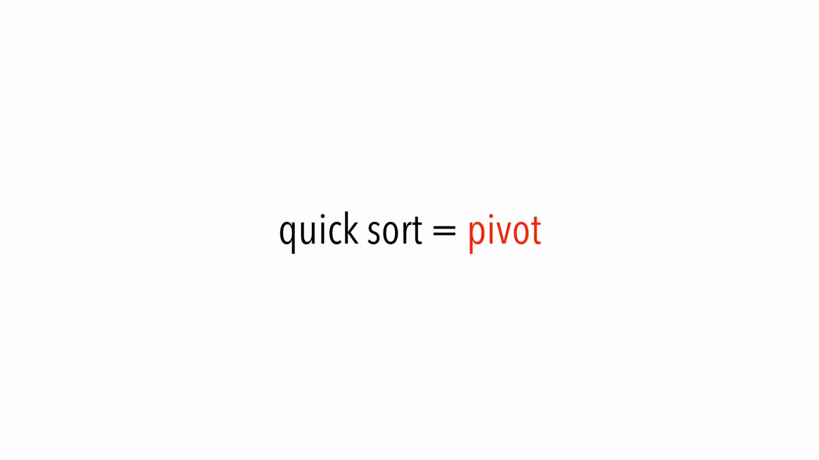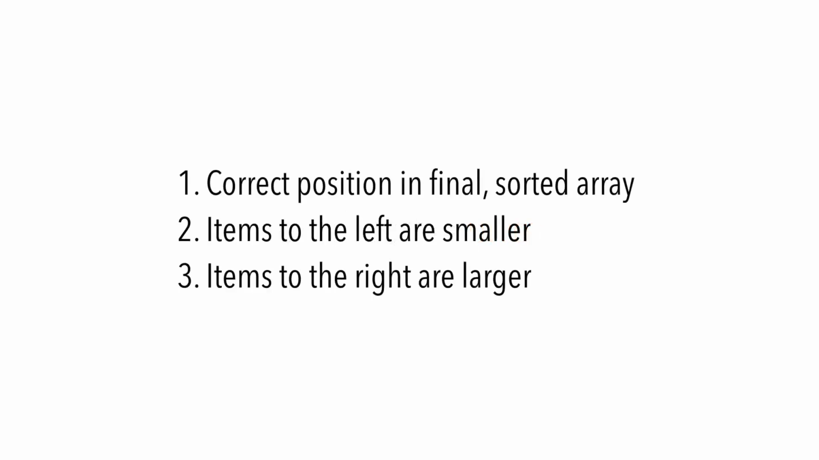A pivot is simply one of the items in the array that meets the following three conditions after we've sorted it. First, the pivot is in its correct position in the final sorted array. This means that all items to the left are smaller and all items to the right are larger.